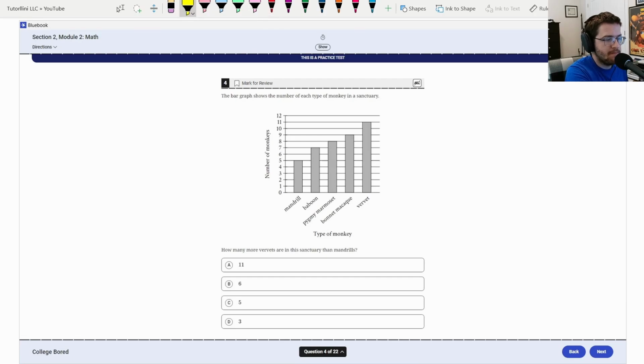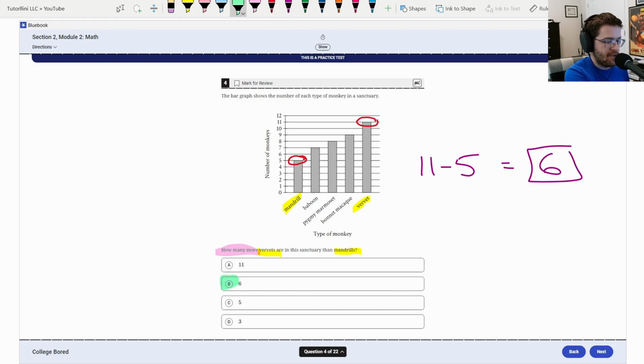Okay, question 4. So the question wants us to find vervets and mandrels. So I'm going to highlight those, and I'm going to circle the top of the bars. It seems like we have 11 vervets and 5 mandrels. And it says how many more. That's a keyword. That means you want to subtract. You want to find the positive difference. So we're going to do 11 minus 5, which gives us 6. And that is answer choice B.